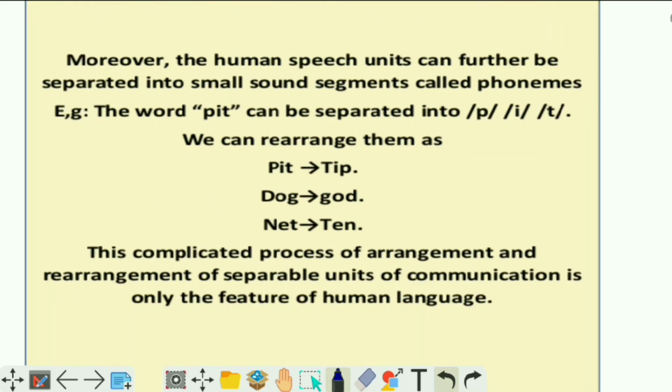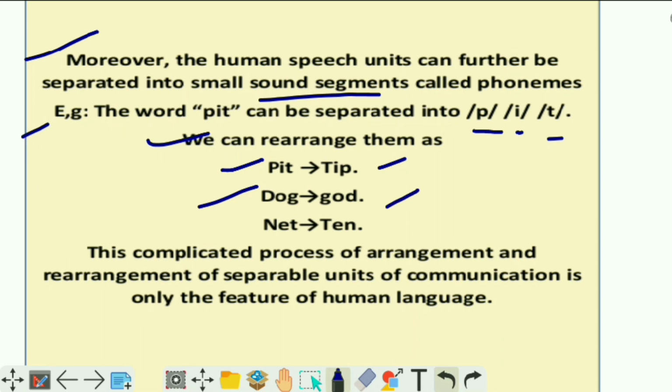Okay, let us take some examples of discreteness at word level. At word level, the human speech units can further be separated into small sound segments called phonemes. For example, the word pit can be separated into p, i, and t sounds. And these sounds can be rearranged to produce many new words. Pit can be rearranged as tip, dog can be rearranged as god, or god can be rearranged as dog, and net can be rearranged as ten. So this complicated process of arrangement and rearrangement of separable units of communication is only a feature of human language, which is called the discreteness of human language.